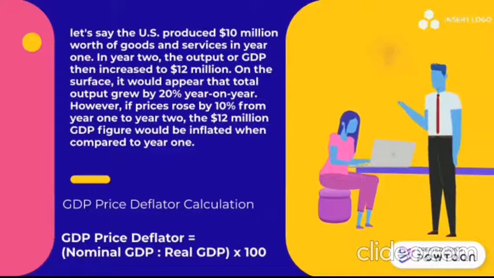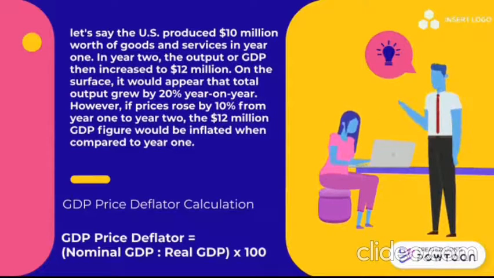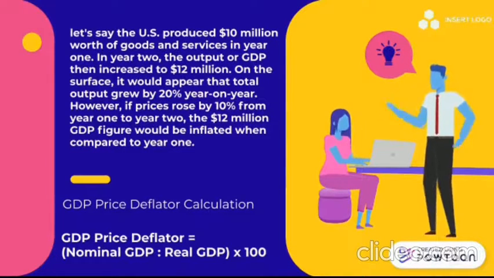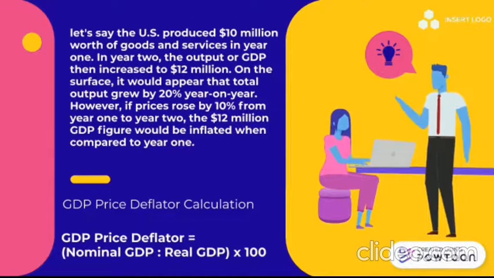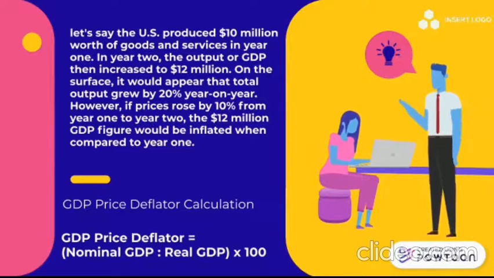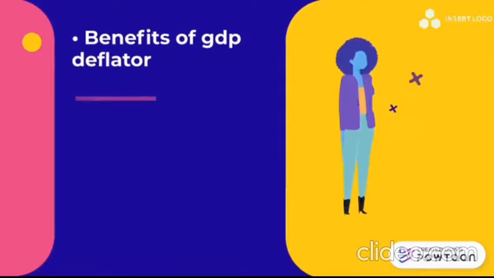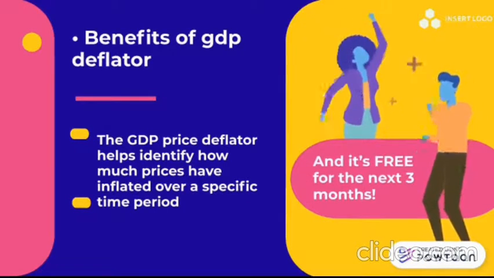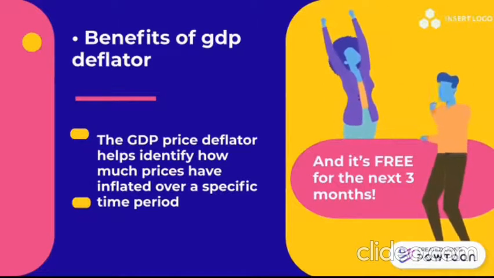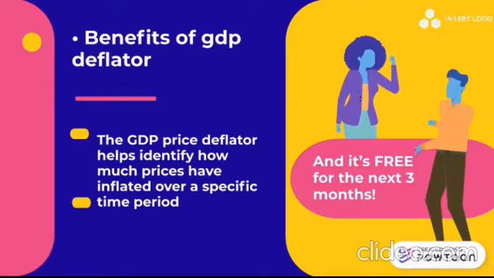Example: in reality, the economy only grew by 10% from year 1 to year 2 when considering the impact of inflation. So in the example above, the nominal GDP for year 2 would be $12 million, while real GDP would be $11 million. That's the benefit. This is important because, as we saw in our previous example, comparing GDP from two different years can give a deceptive result if there's a change in the price level between the 2 years.